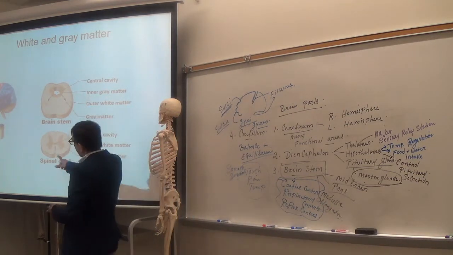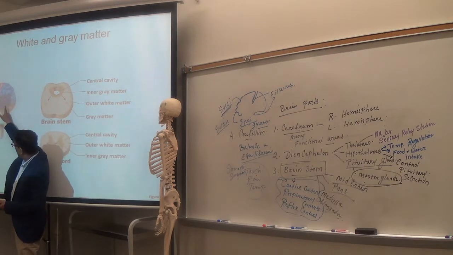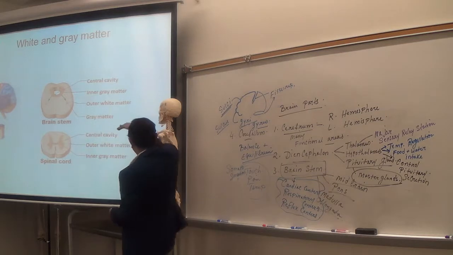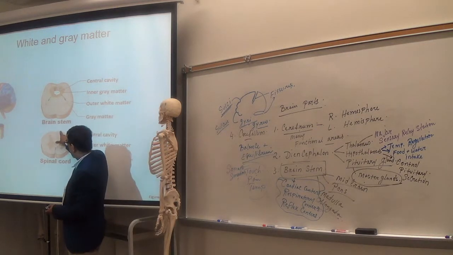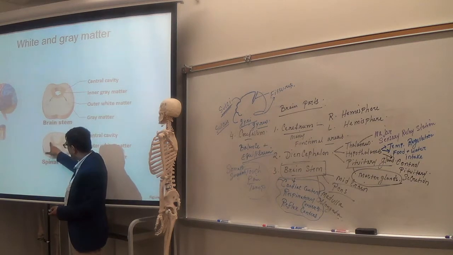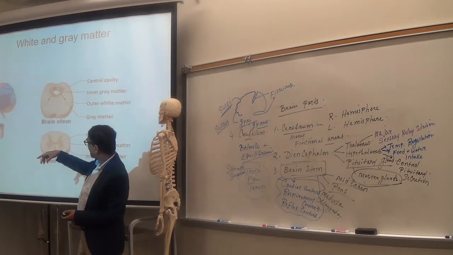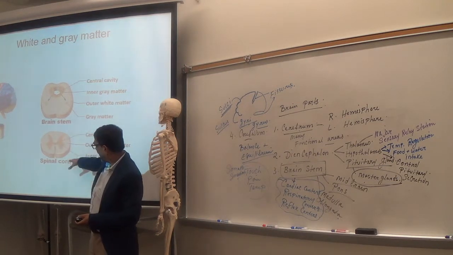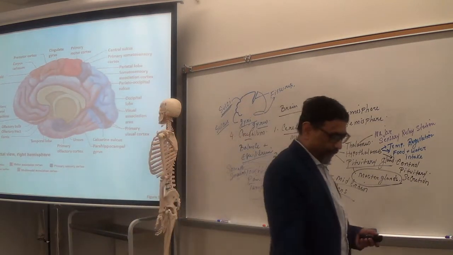As you already know, the outer cortex of the brain is gray and the inner part is white. But if you cut the brainstem or the spinal cord, the outer area is the white matter and the inner part is the gray matter. So this is gray, this is white. This is the brainstem, like the pons, medulla oblongata or midbrain. This is the spinal cord.